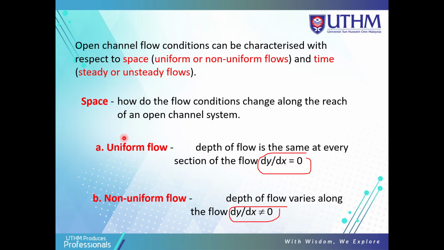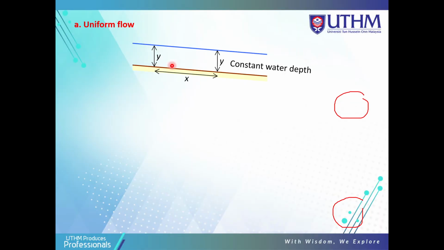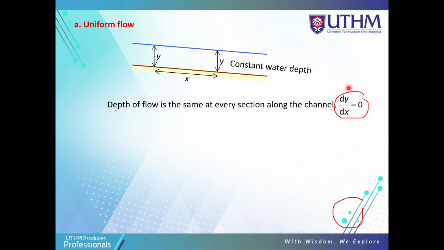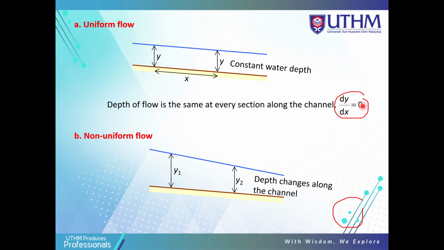Okay, so this is the condition with respect to space, the uniform flow and non-uniform flow. You can sketch here. The depth of flow is the same at every section, so dy over dx is equal to 0. For non-uniform flow, dy over dx is not equal to 0. In uniform flow the water depth is constant, so the y here and the y here are the same. But in non-uniform flow, y1 is not the same as y2, because dy over dx is not equal to 0.